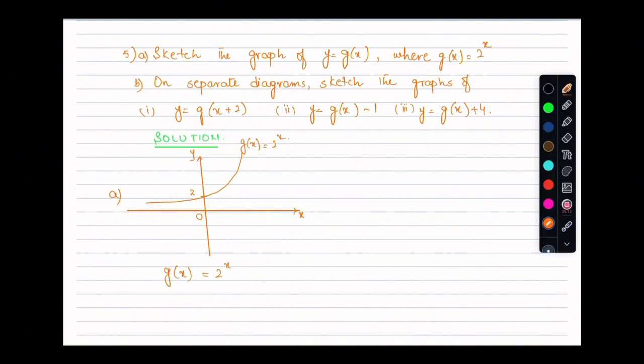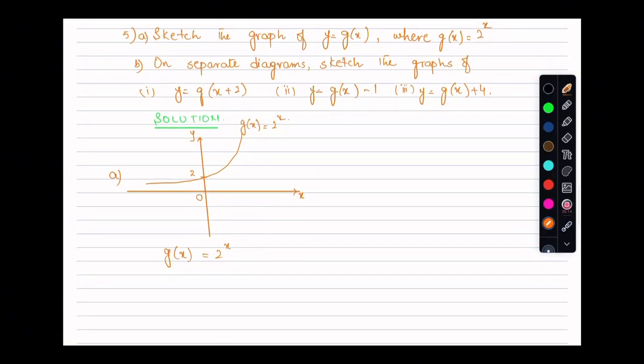The only working that we shall be doing here is to find the value of this function when x is 0. So if x is 0, g(0) shall be equal to 2 to the power 0, and 2 to the power 0 is equal to 1, meaning this graph should be passing through the y-axis at 1. So this is the basic graph of g(x) equals 2 to the power x.